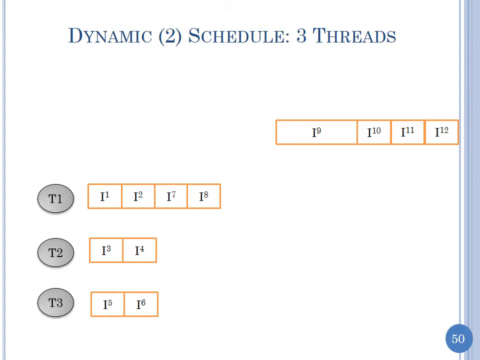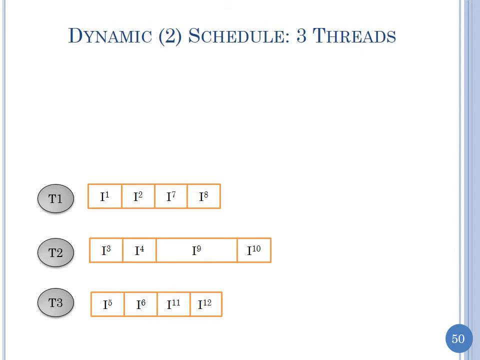I9 should be assigned to T2, I mean the next segment should be assigned to T2, so it does I9 and I10. And now look at this. I11 and I12 have to be assigned, and they're assigned to T3. Which means, what we see here is that at the point at which T2 is doing I10, neither T1 nor T3 is doing any work.